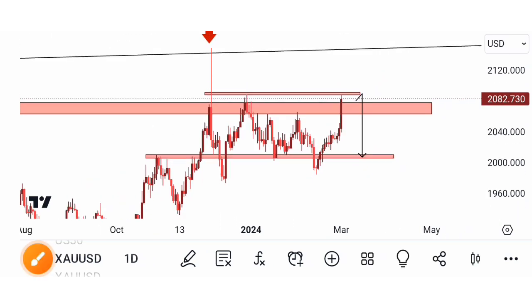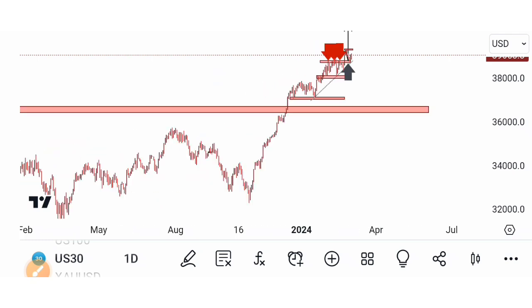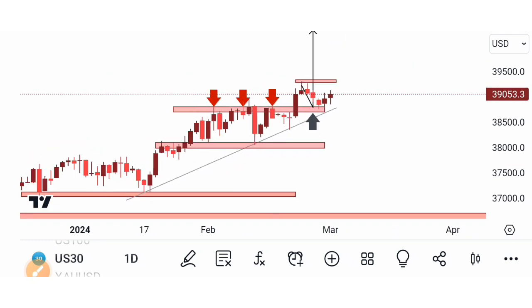That is all I have for this particular week that is coming. There's nothing more, there's nothing less. Moving on to US30, I am bullish on this particular instrument. You can see I've already marked my areas of interest from last week.